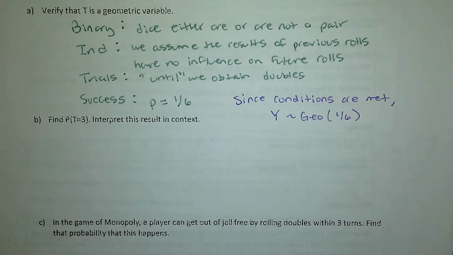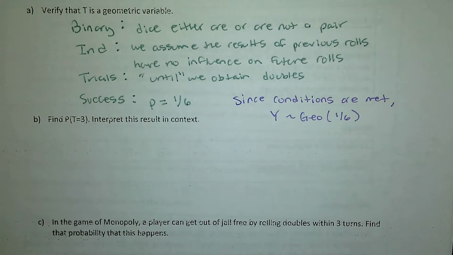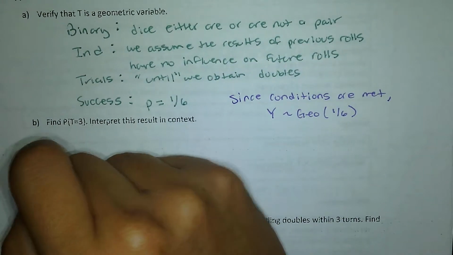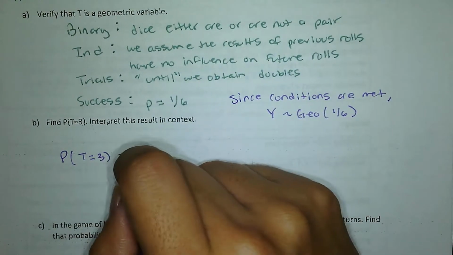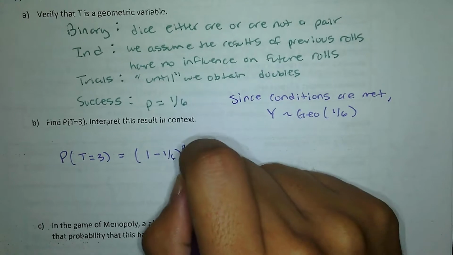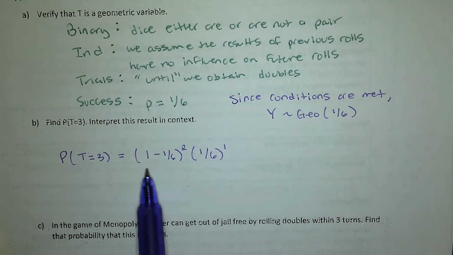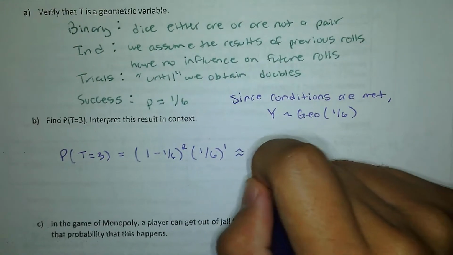Now, find P of t equals 3 and interpret this result in context. So P of t equals 3 would be the same thing as saying the trials until we get our first success, our first pair, would be 3. So I would write it as follows. P of t equaling 3, I said y, oh well. But we would do 1 minus 1/6, and this would occur 2 times because the first success occurs on the third trial. So notice we have 2 failures, and then we have our first success, and that's going to give us approximately 0.1157.